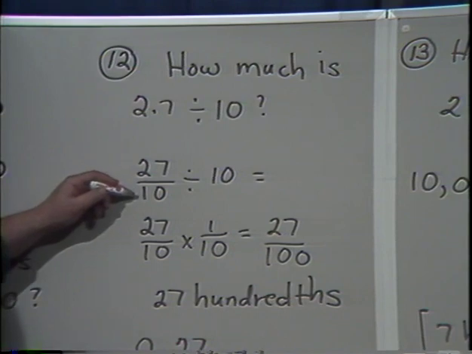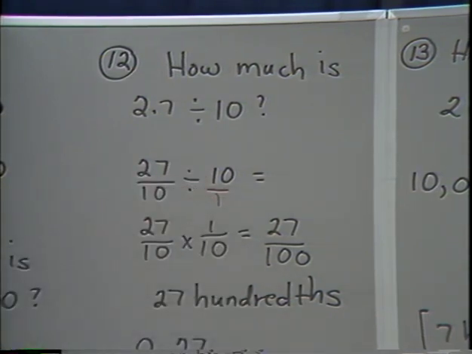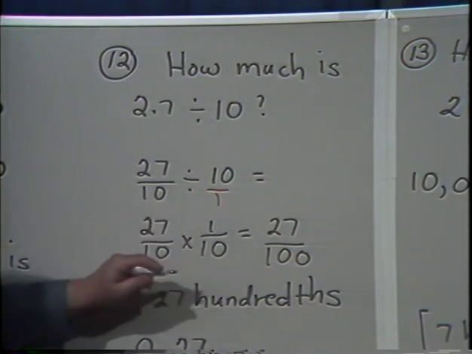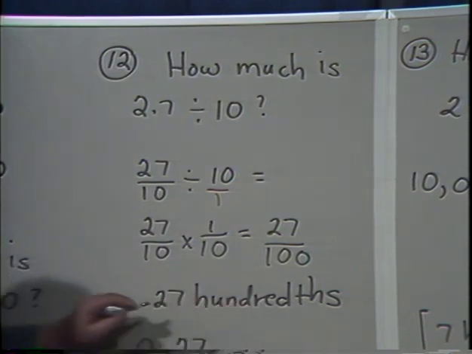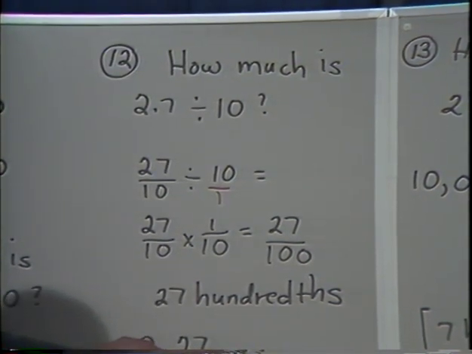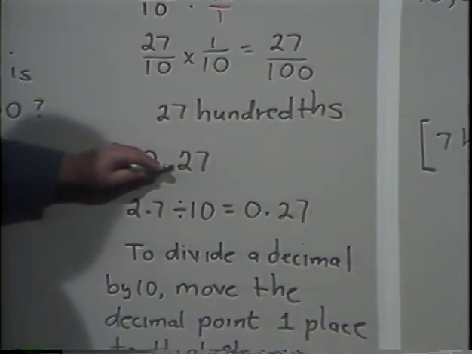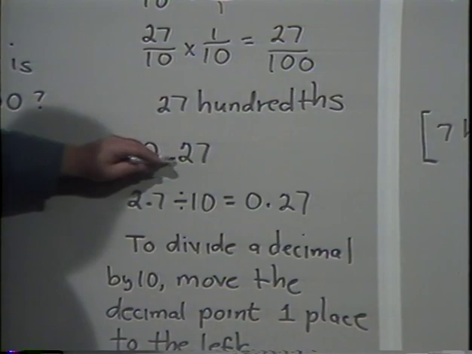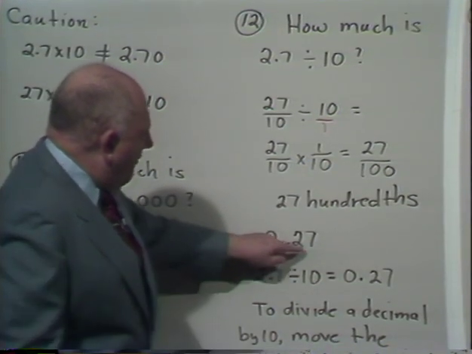2.7 is 27 tenths. Now you're dividing by 10. 10 is 10 over 1. How do you divide? You invert and multiply. 27 over 10 times 1 over 10 is 27 over 100. 27 hundredths means what? The 7 has to be in the hundredths place, so we move the decimal point 2 places to the left. Remember, dividing, we move it 2 places to the left, so now we have 0.27.